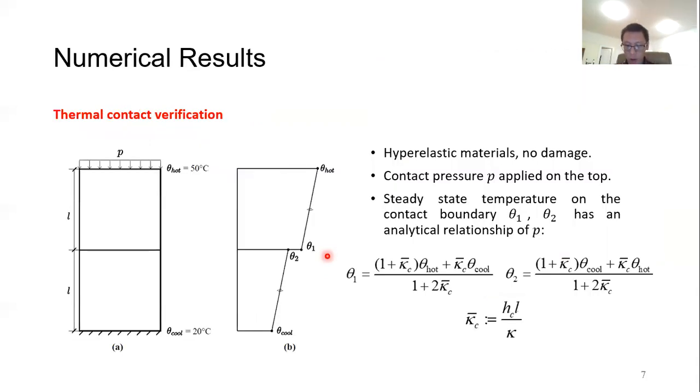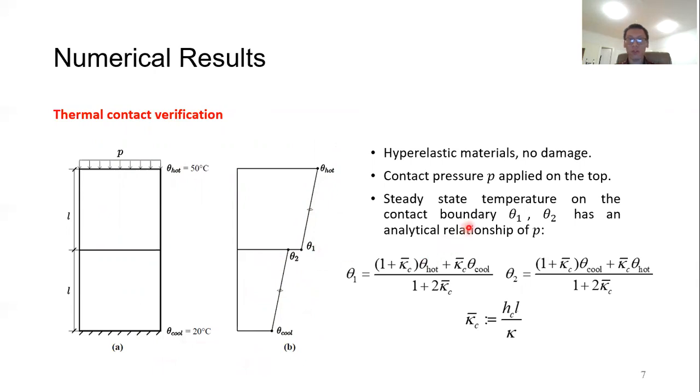Next, I would like to talk about the numerical results. The first example concerns the thermal contact verification. We have two square elastic bodies, no gravity, so we need to apply the pressure P on the top in order that the two bodies contact each other. The top boundary is hot, the bottom boundary is cool. So we have this type of steady state temperature distribution. This is a linear distribution with a temperature jump across the contact surface.